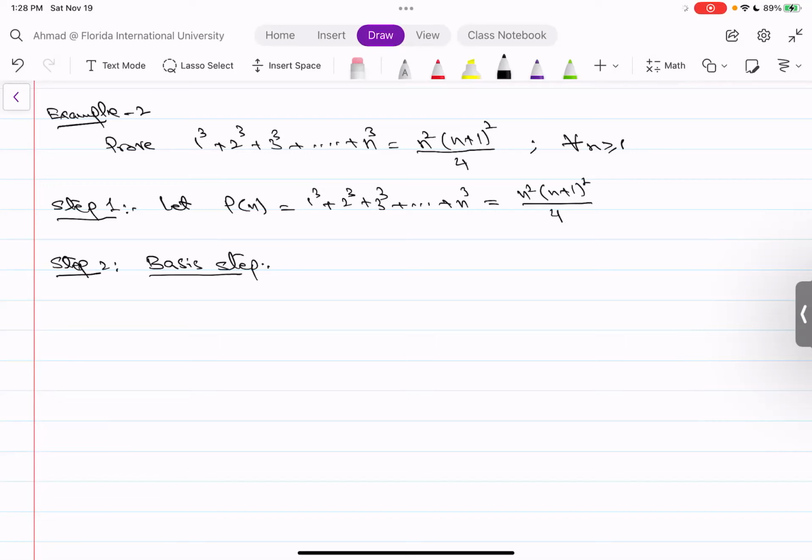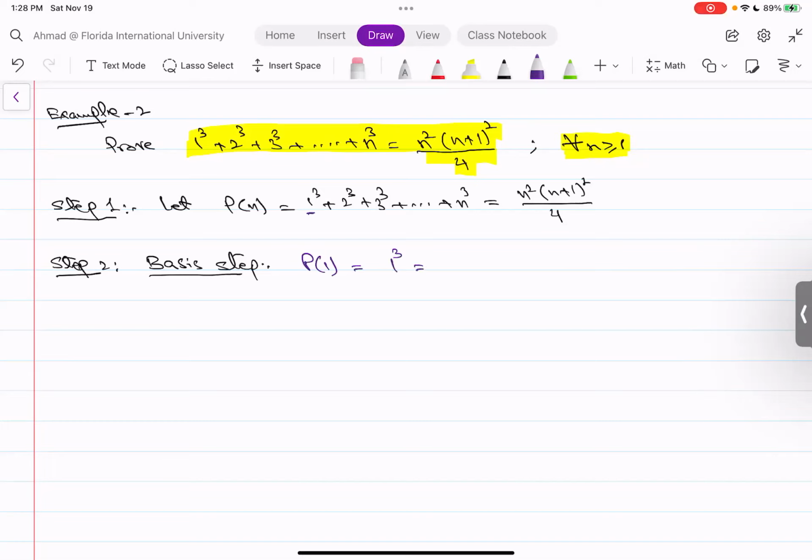Here you can observe that this is a very important part of this question. If the question is given and you have not been told when it is true and when it is not true, like in this case, it is true for n greater than or equal to 1. So the smallest value of n is 1. That means I have to prove it for p of 1, which is the first term, this one.